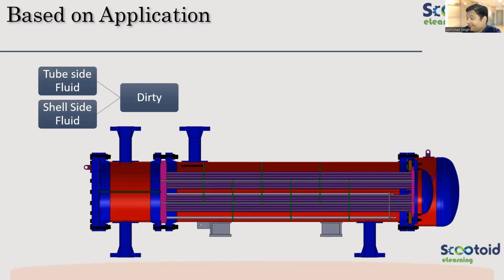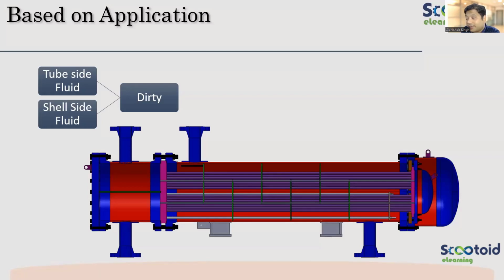So in floating types, the AEL will not be able to solve this, because AEL is basically a fixed tube sheet heat exchanger. So both tube sheets are fixed. Fixed means they are integral with the shell, so you will not be able to access the shell side. Making sense, guys?